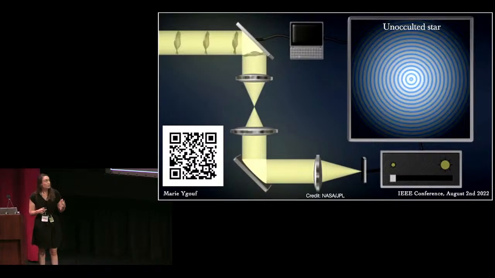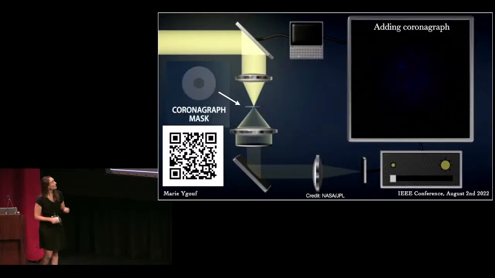And we need to block that starlight. So to do that, we use this optical component called a coronagraph that has an opaque mask and that we put in the focal plane of our instrument, so that the starlight, the star that is on the optical axis of the instrument, is blocked, but the planet that is off axis is actually not blocked, and we can see the planet and not the star.